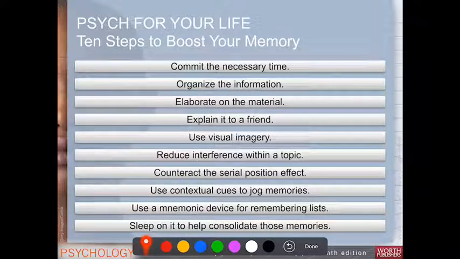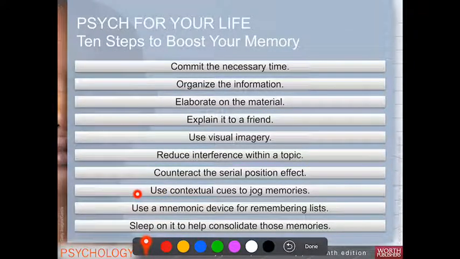You can counteract the serial position effect, because remember, that's when you tend to remember more things at the beginning of a list and at the end of a list. You tend to remember more things at the beginning of your study session and at the end of your study session. But if you can highlight things in the middle and isolate them, then you're going to be much more likely to be able to remember those other things.